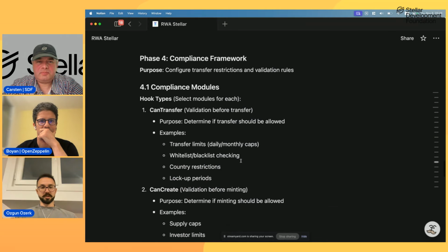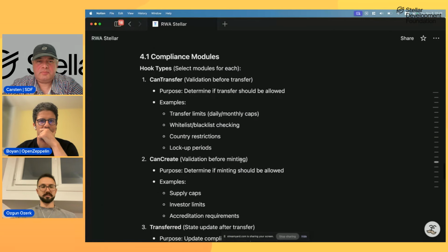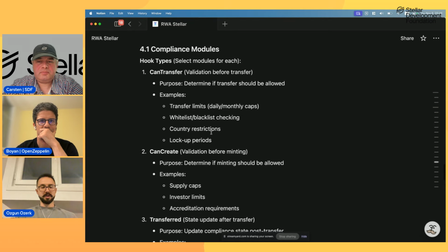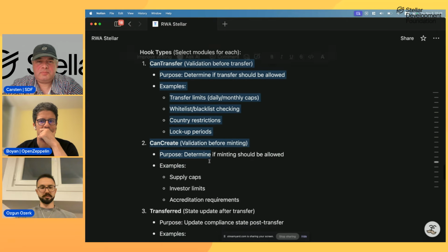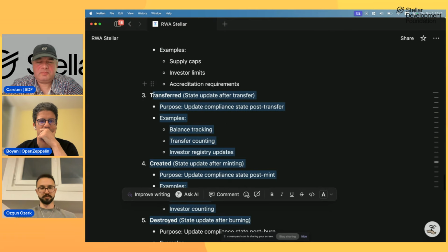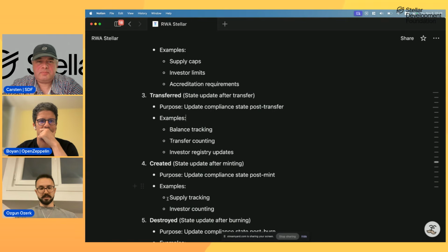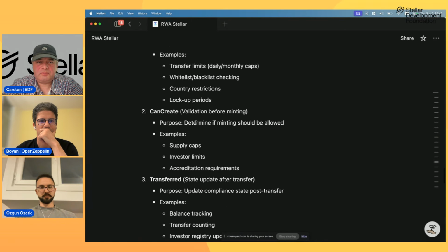The compliance one. So these are the hooks. This is much more straightforward. We have 2 pre-hooks and 3 post-hooks: transferred, created, and destroyed. So I will start from the pre-hooks.